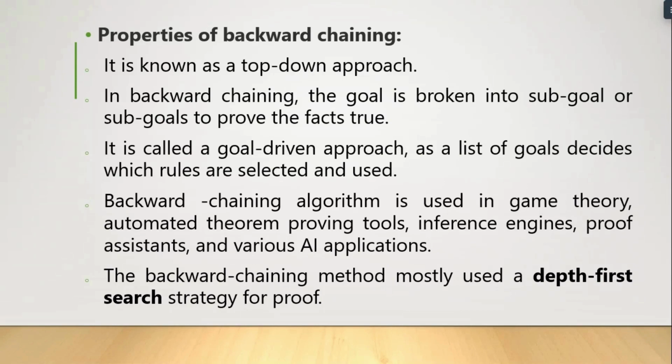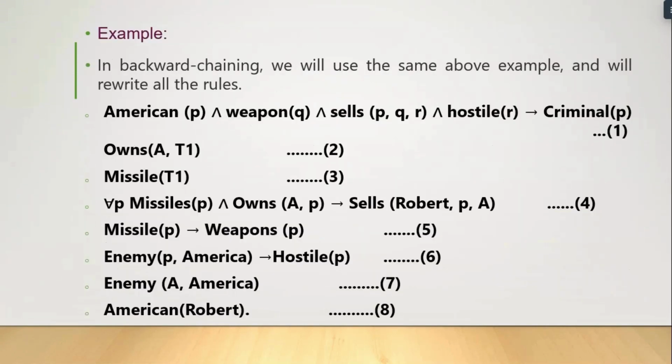It is used in game theory, automated theorem proving tools, inference engines, proof assistants, and various AI applications. It is mostly a depth first search approach. So it uses the depth first search approach for backward chaining. Let us use the same example. We have to prove that criminal of P, so we are taking equations 1 to 8 here.